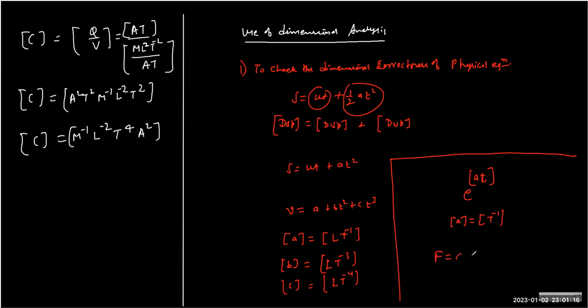If I write F equals C e power minus KR square, what is the dimension of C? Same as that of F. And what is the dimension of K? 1 by r square, so L raised to minus 2. Correct? Okay, any angle is dimensionless and any sine, cos, tan is always dimensionless.